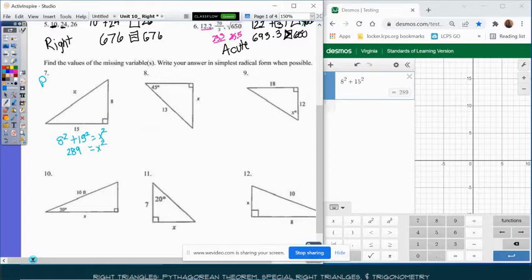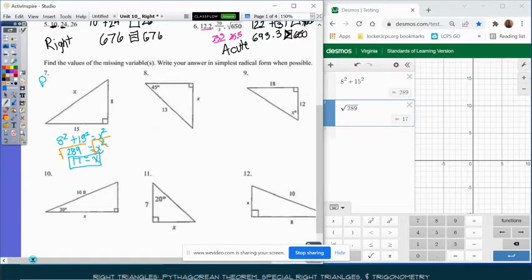Remember then, we're going to go ahead and take the square root on both sides so that I can cancel that exponent. And the square root of 289, well, hopefully you know that that's a perfect square, but if you didn't recognize it, you can certainly type that in to find out that 17 is the value for x.